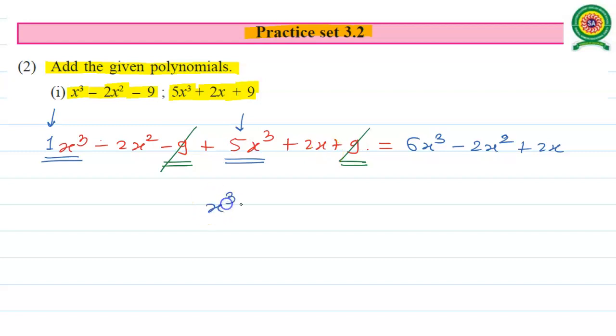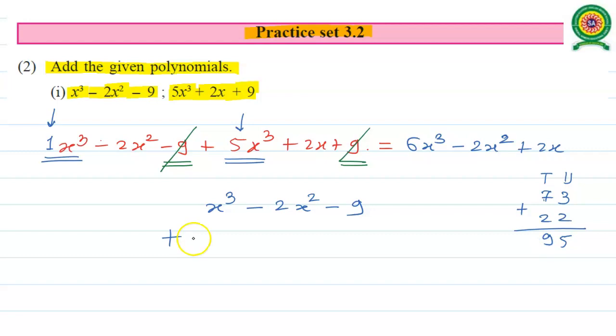Now look at the vertical case. The first polynomial is x cube minus 2x square minus 9, and we have to add the other polynomial. Just like in the number system, when we add 73 and 22, we write the digits along their place values and then add them: 3 plus 2 becomes 5, the unit digit adds with the unit digit and the tens digit adds with the tens digit, that means 7 plus 2 we have 9.